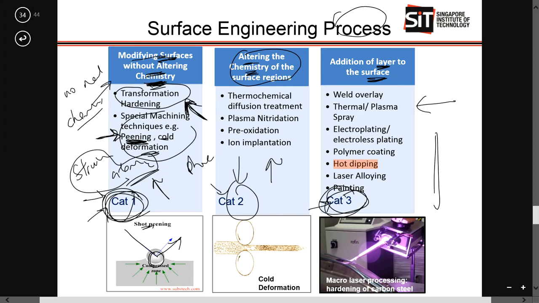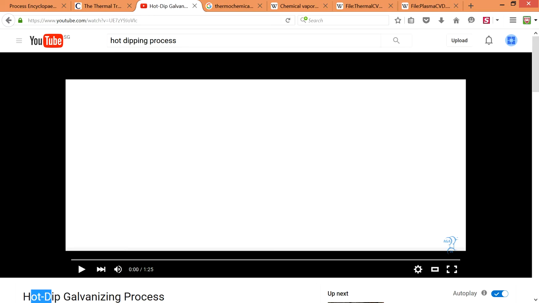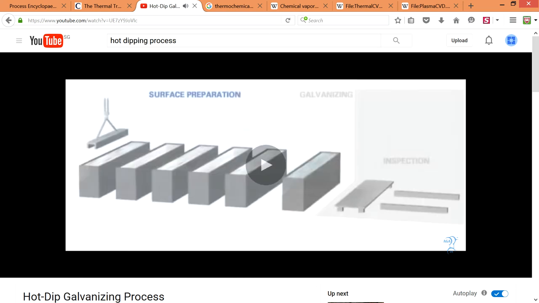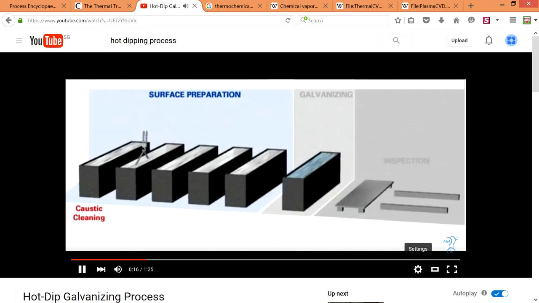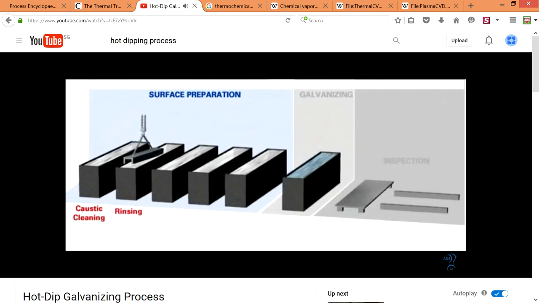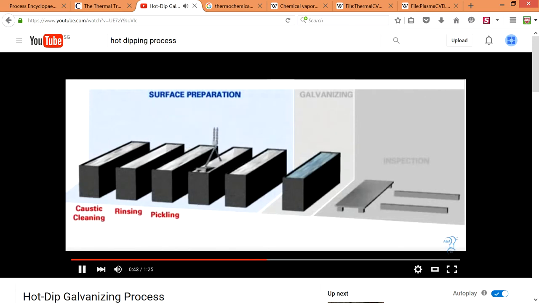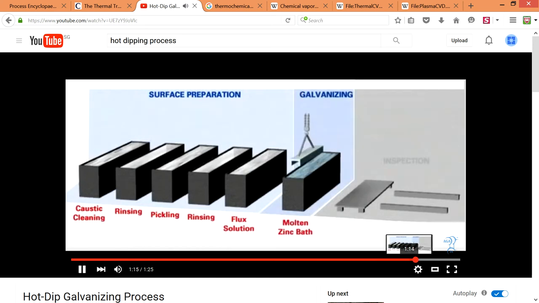Alright, and next is the hot dipping. So I think there's a hot dip galvanizing process. The galvanizing, I think, is to prevent corrosion, if I'm not wrong. But anyway, let's continue. So it's just a series of steps going on: rinsing, flux solution, and then molten zinc bath, inspection.